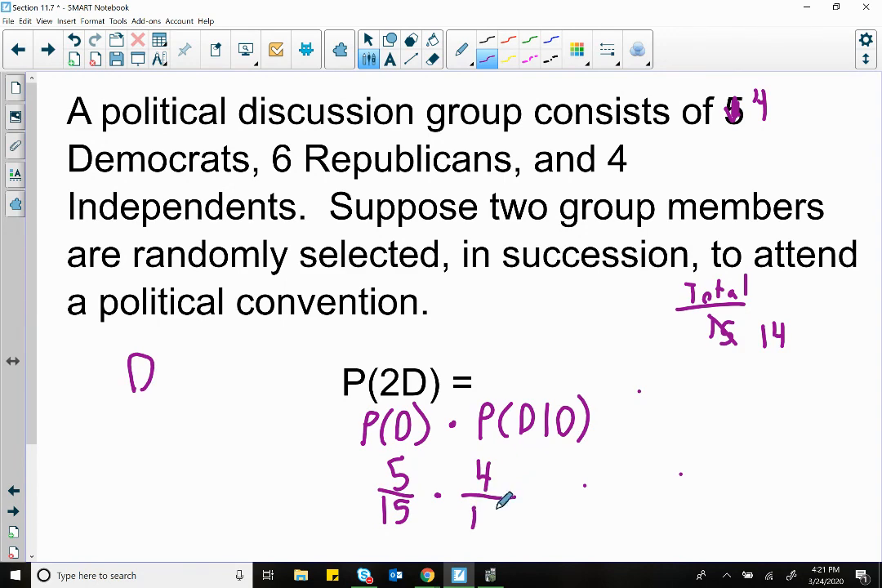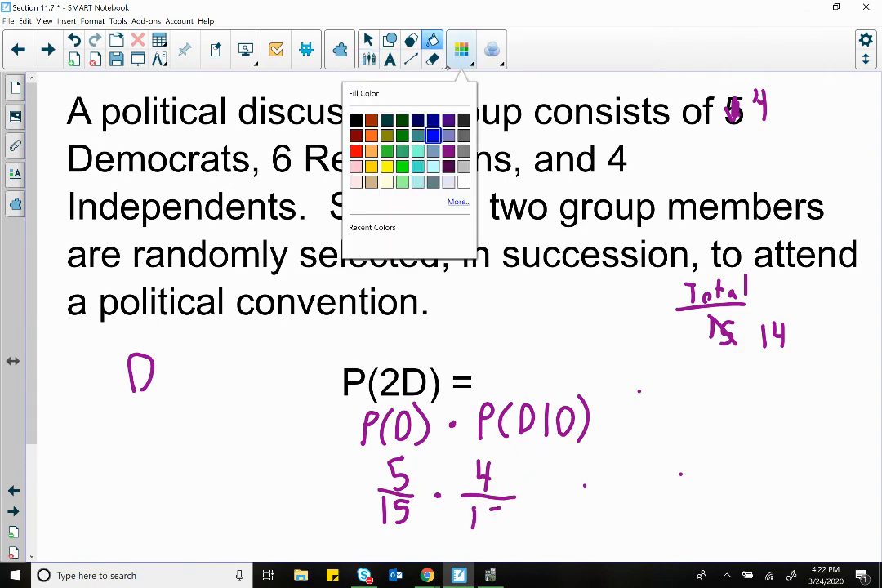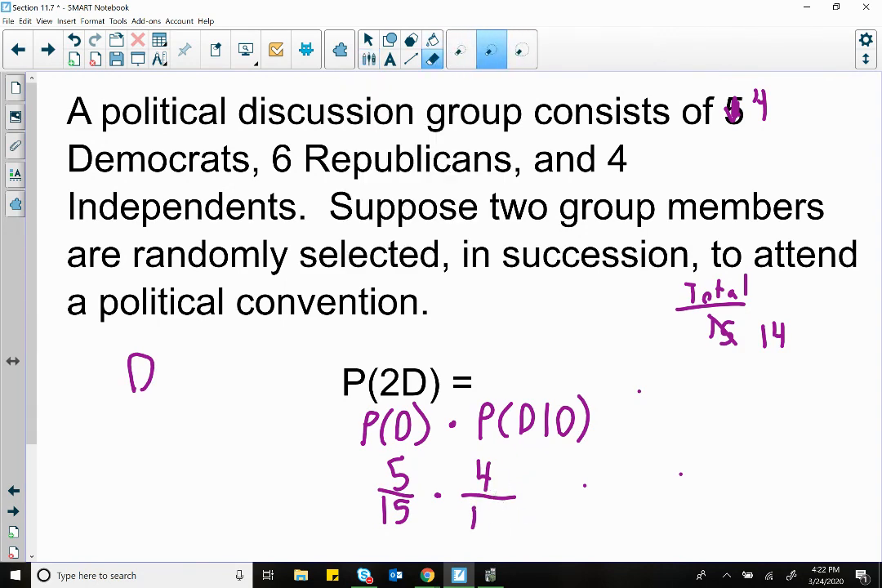4 out of how many? 14. I about wrote 15. Silly me, because there are only 14 people left. And then that will tell me my probability. So we just go to our calculator and alpha y equals all this good stuff. Let the calculator do its job. And you will end up with 2 out of 21.